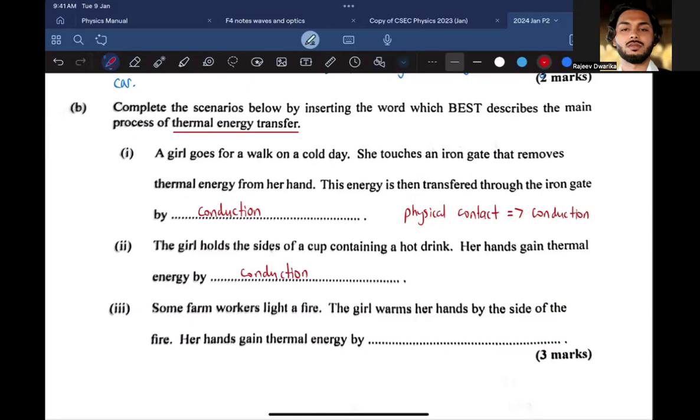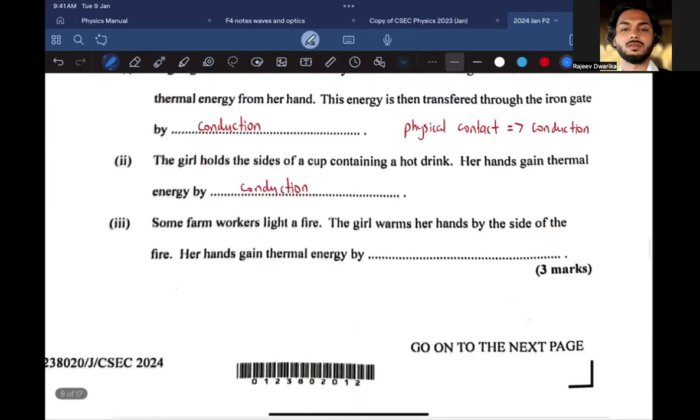Some farm workers light a fire. The girl warms her hands by the side of the fire. Her hands gain thermal energy by... Is she directly sticking her hand in the fire? Yes or no? No. Jaden, is she sticking her hand in the fire? No, sir. Ocean, she's not sticking her hand in the fire, so there's no physical contact. So the other types of thermal transfer, you have radiation and you have convection.